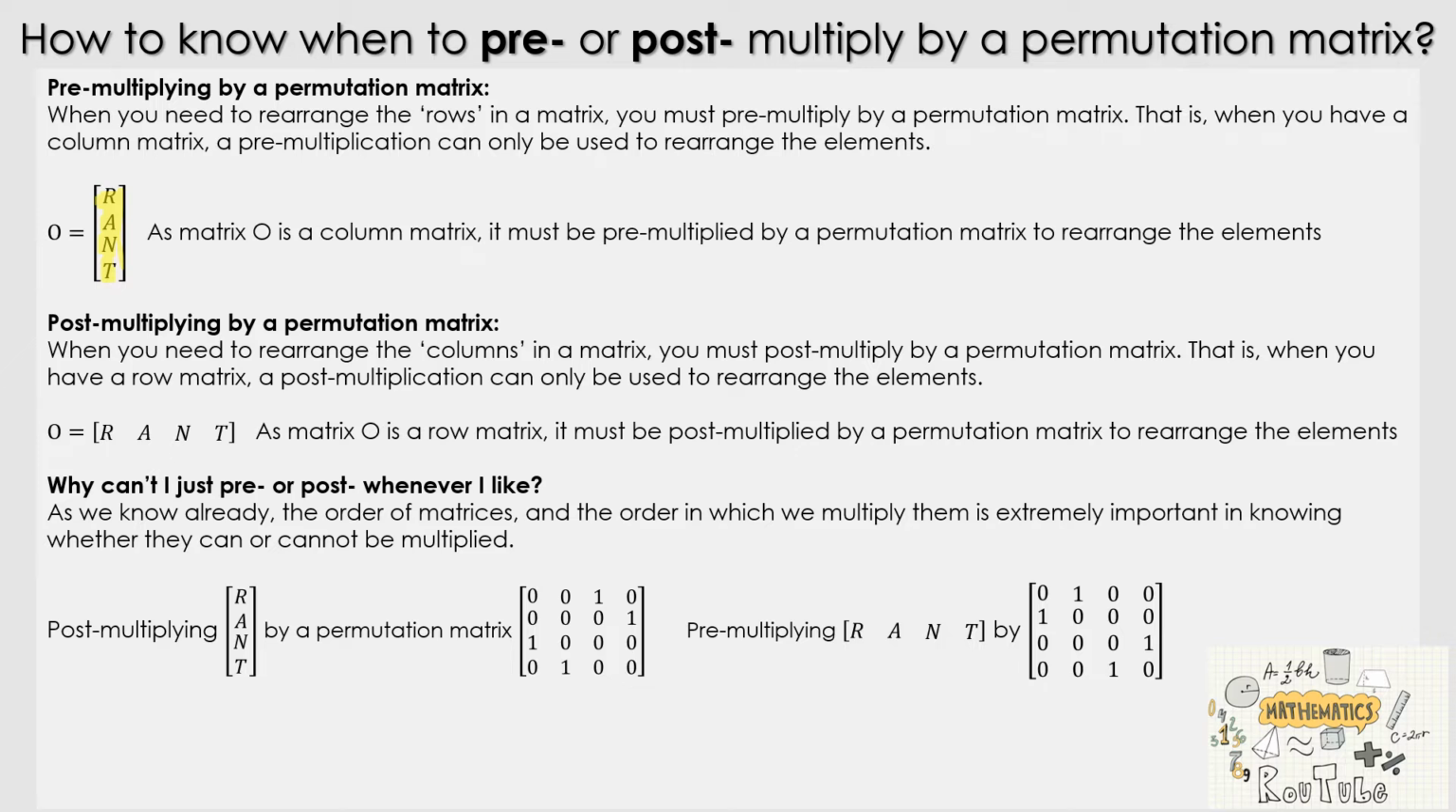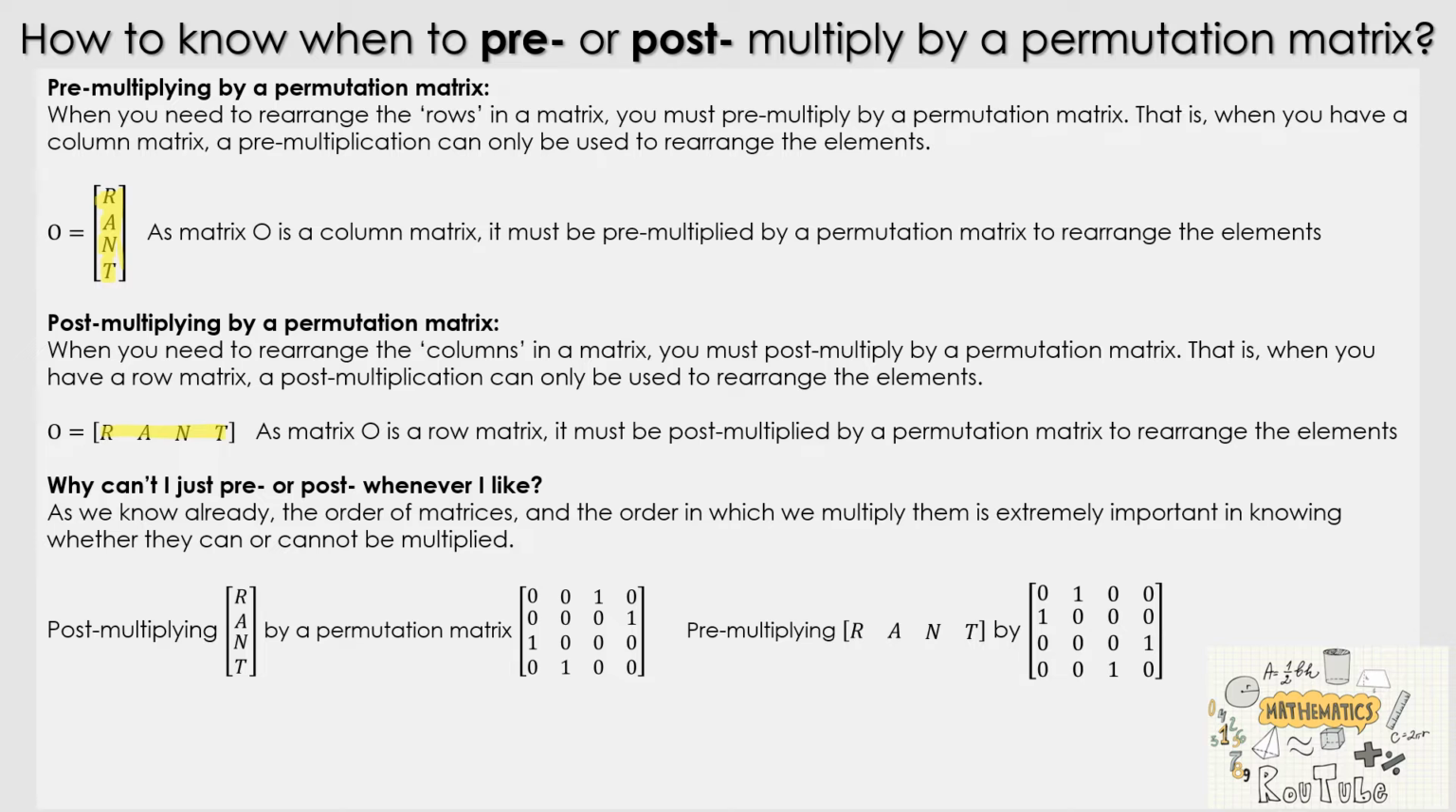Now we've got matrix O, which is pretty much the same as the previous matrix O, although this time the word rand is in a row matrix, not a column matrix. And that changes things dramatically, in terms of whether you need to pre or post multiply. As this matrix O is a row matrix, it must be post multiplied by a permutation matrix to rearrange the elements.